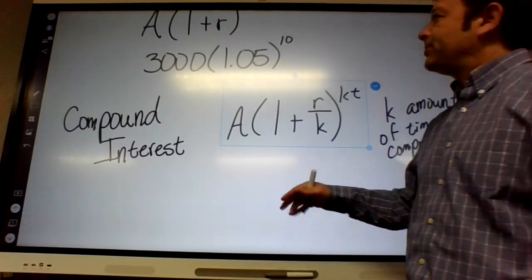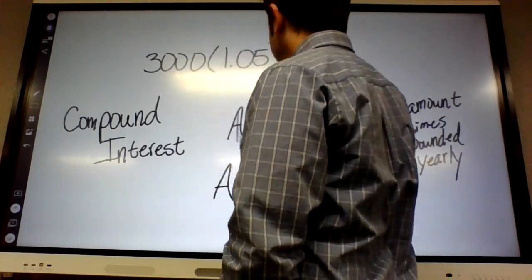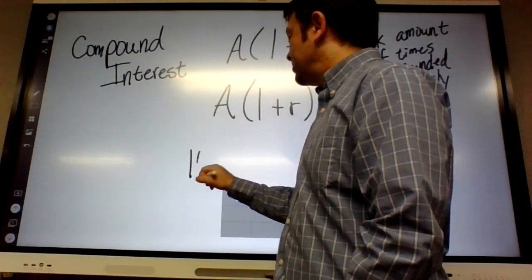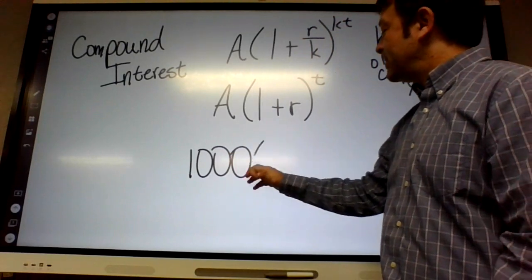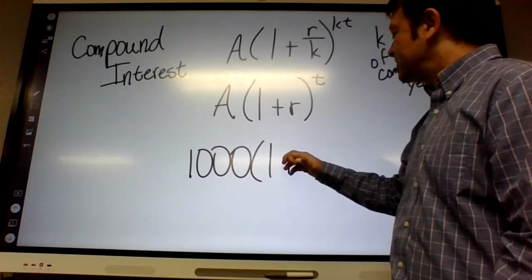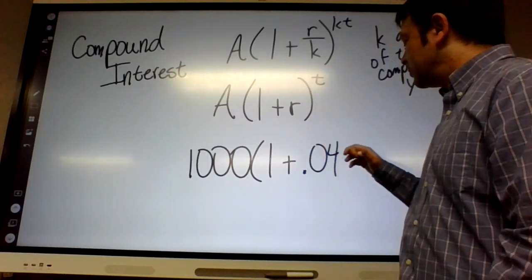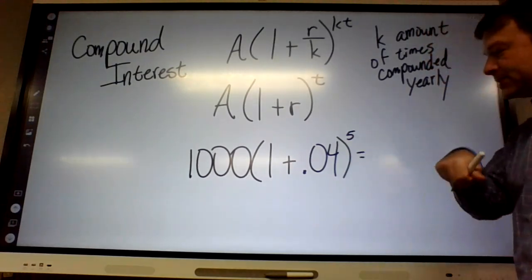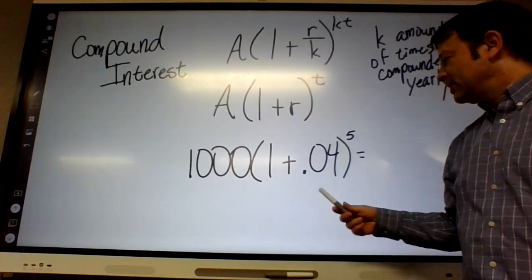So let's look at an example. This is for simple interest. Let's say we had $1,000 and we invest at 4% for 5 years. That would tell us how much we'd get. If we got paid once per year, this would tell us how much we got paid.